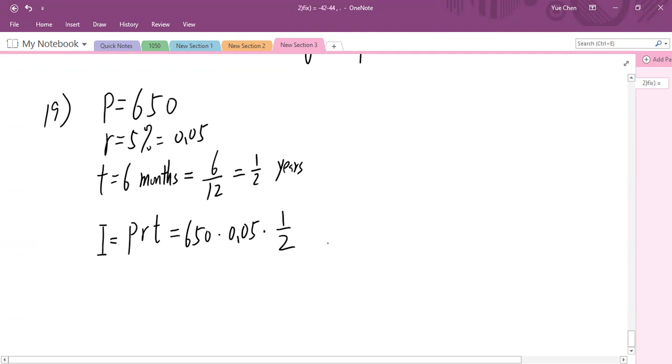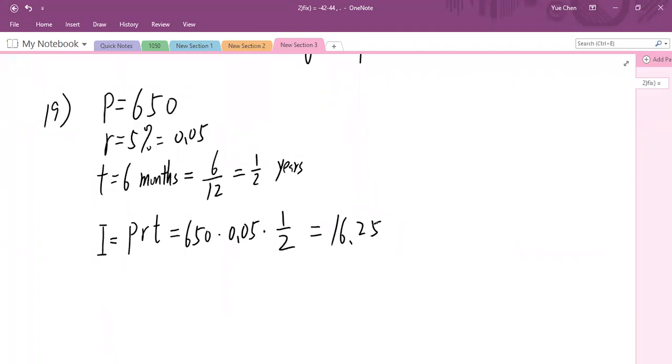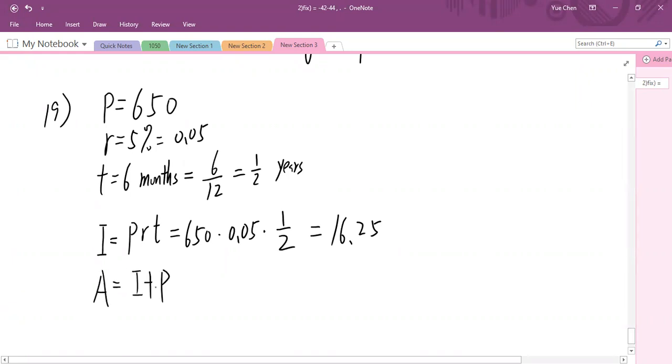Use a calculator, it would be $16.25. But this is not the end, right? Read the problem. It asks you to find the total amount. So you need to add this interest to the principal value. So the total amount is A equals I plus P.